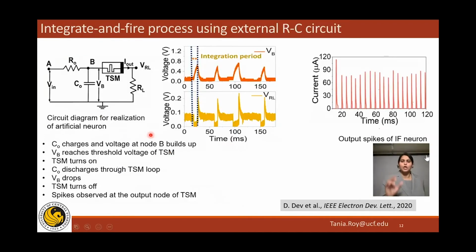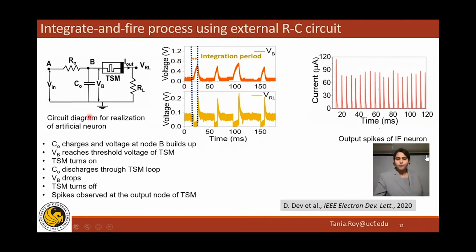So how to realize a neuron with it? First let me show you what the neuron output characteristics should look like. If we plot current as a function of time, we should see spikes in time. That's the neuron's behavior. This is called an integrate and fire neuron. It fires, and the current is seen in the form of spikes. How do we obtain that from that volatile switching memristor?